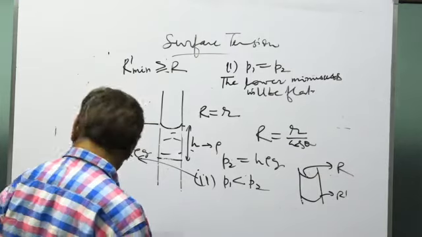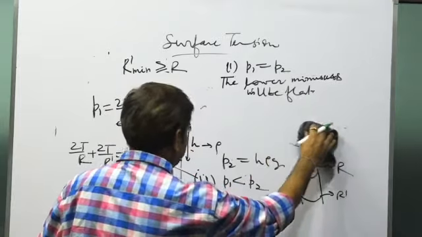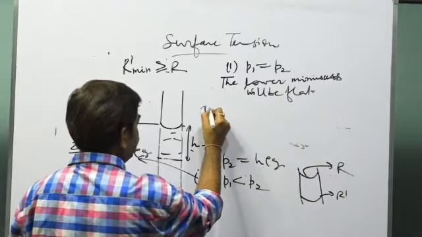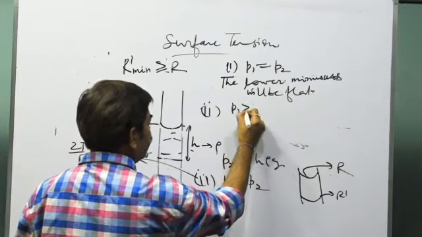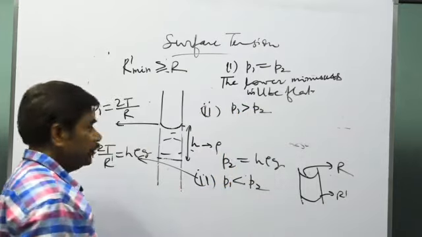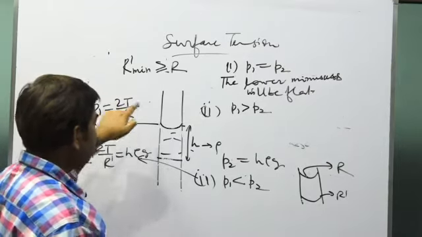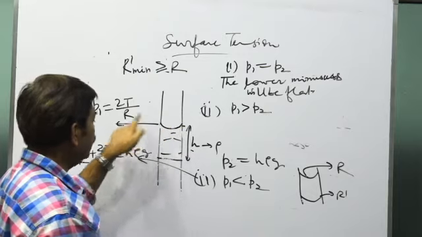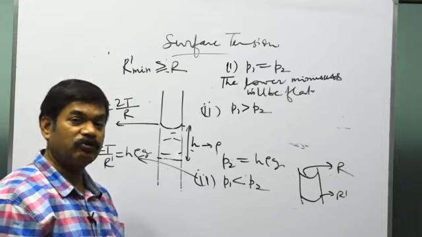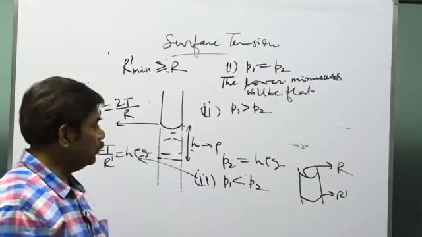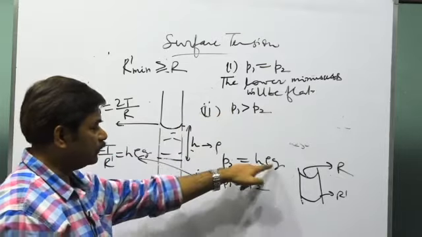Now the third case becomes what? I write it here, see. This is the third case. If you find that P1 is greater than P2, means this 2T by R, and it has to be 2T by R as I told you, the radius of the upper meniscus will be capital R as given by that law, capital R equals small r by cos theta. It will be fixed. But this is greater than what is needed to handle this pressure H rho G.